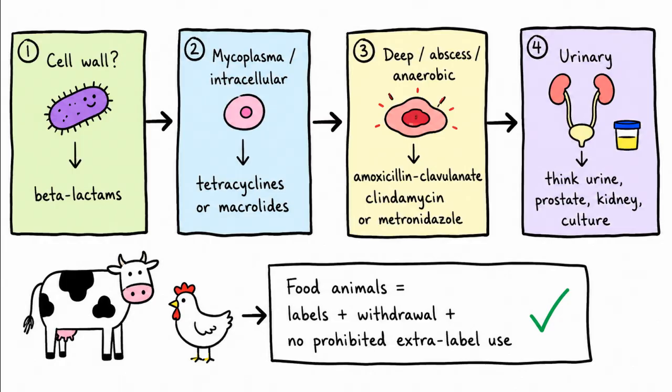If the infection is deep, oral, abscessed, necrotic, or anaerobic, think about amoxicillin clavulanate, clindamycin, or metronidazole, depending on species and legality. If the infection is urinary, think about urine concentration, prostate involvement, kidney involvement, and culture. If the infection is food-animal related, think about labels, withdrawal times, and prohibited extralabel use before anything else.